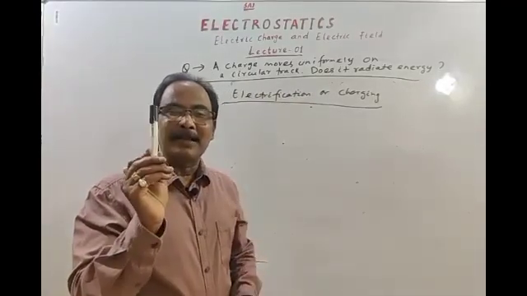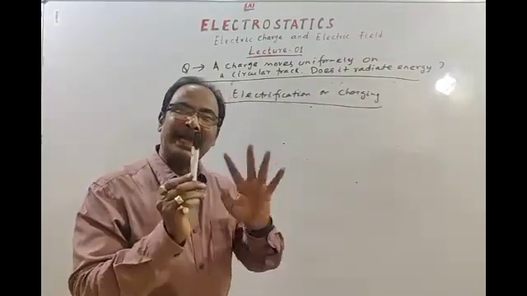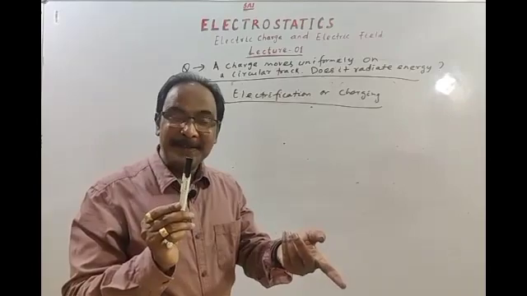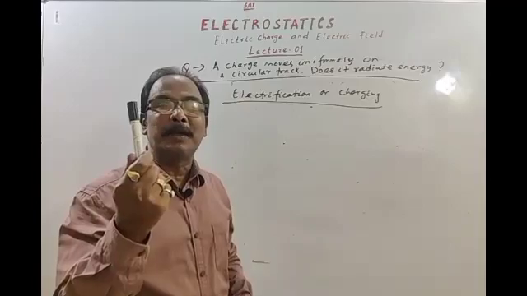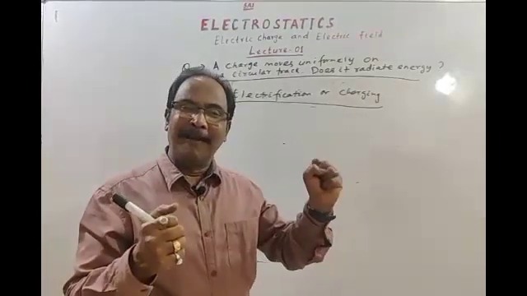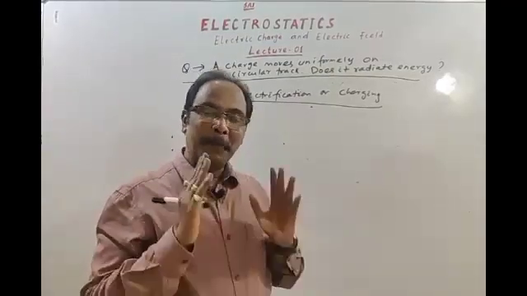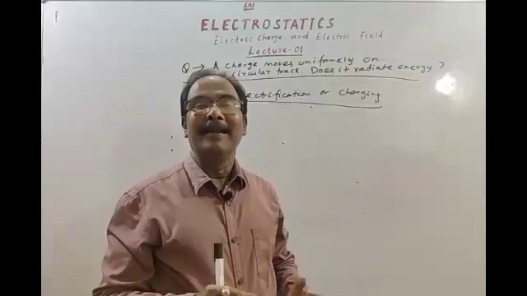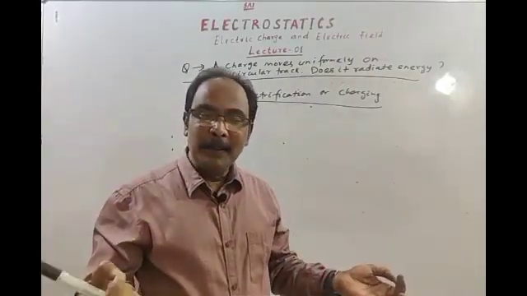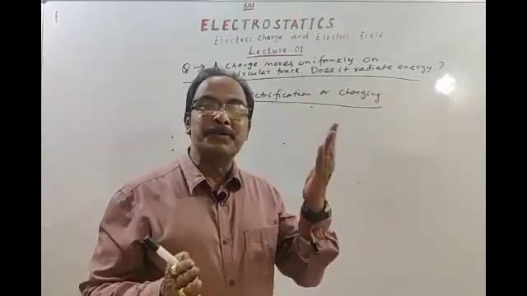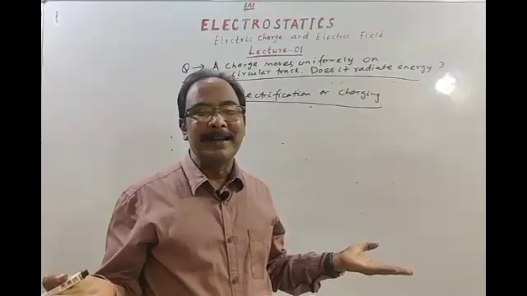Previously the glass rod has an equal number of electrons and protons. When it is rubbed against silk, then it loses electrons. So there is a deficit of electrons, a deficit of negative charge. So the resulting charge of the glass rod is positive. And silk gains electrons. So the resulting charge is negative. So if two bodies are rubbed against each other, then charge is transferred from one body to another body. The body which loses electrons becomes positively charged, and the body which gains electrons becomes negatively charged.